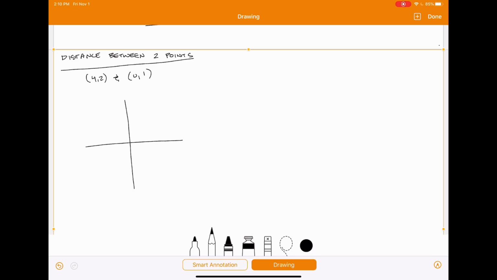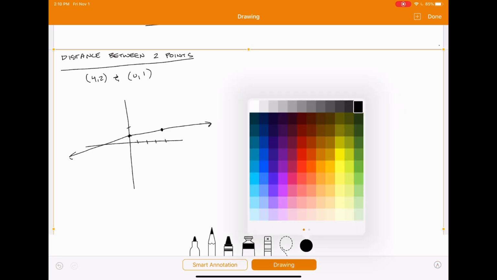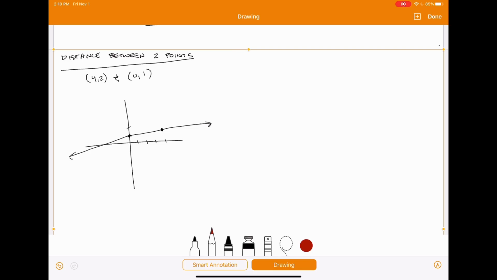So we're going to just plot our points: 1, 2, 3, 4, up 1, 2, and 0, 1. Right, something like that. If I could draw a straight line, it'd be great. Anyway, what we're looking for is this distance here. All right?